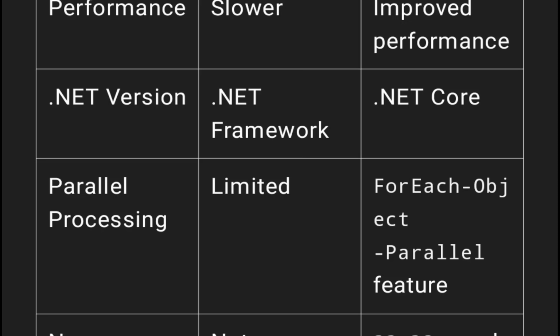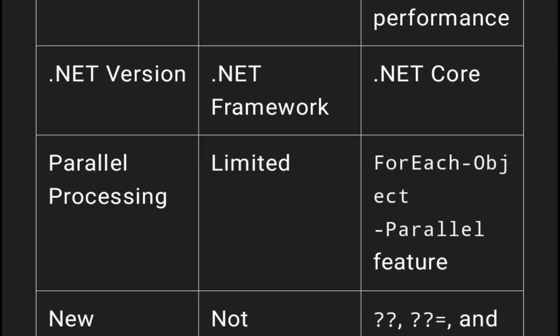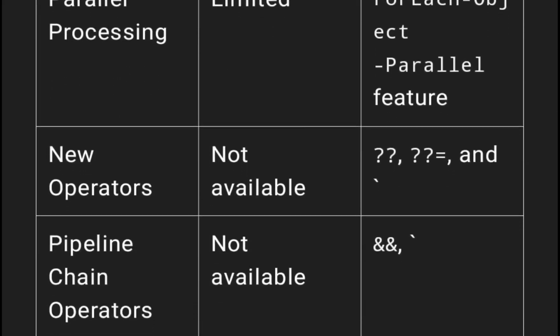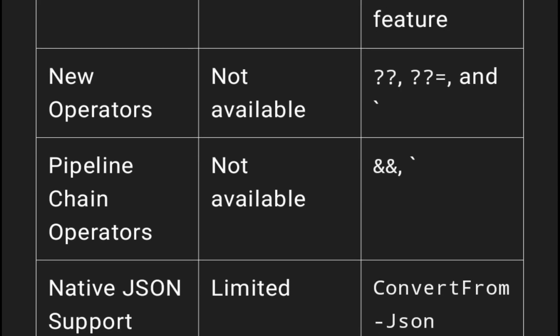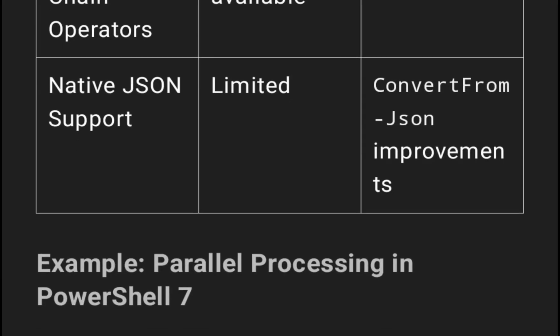Parallel processing was limited to ForEach-Object. Parallel feature is available in 7. New operators are not available in 5, and there are some new operators added in PowerShell 7. And pipeline chain operation is not available in 5. Pipeline chain in the sense, let's say an AND statement pipeline where we can denote OR. Okay, and native JSON support is limited in 5, and ConvertFrom-Json improvements are done in 7.